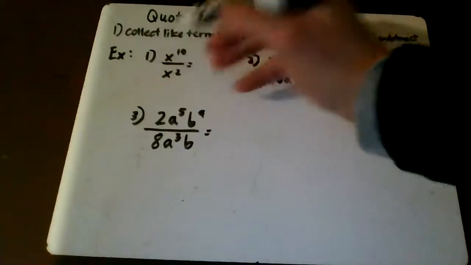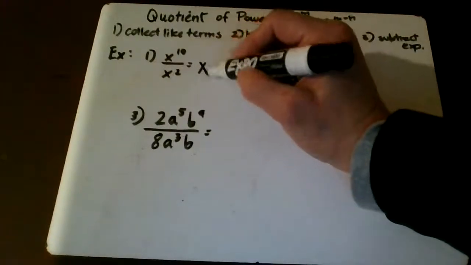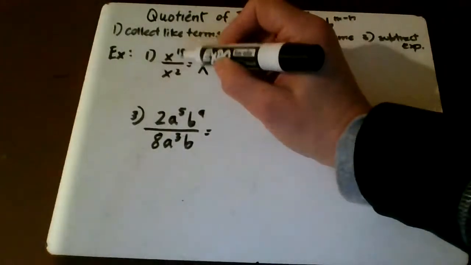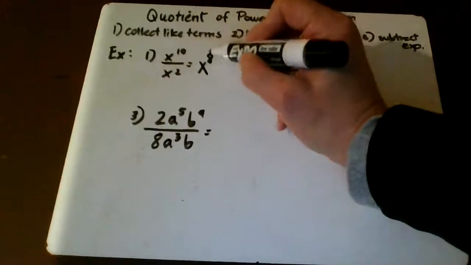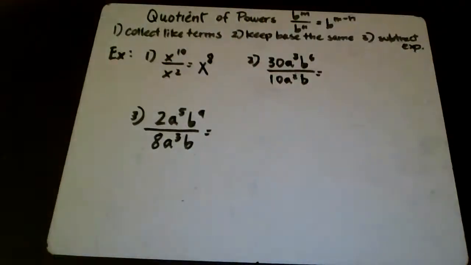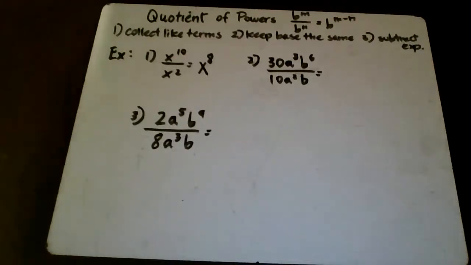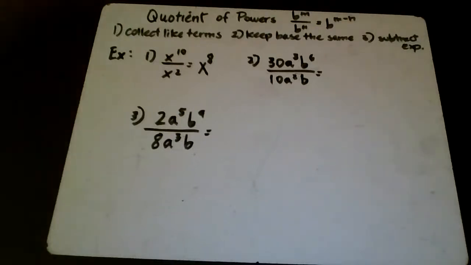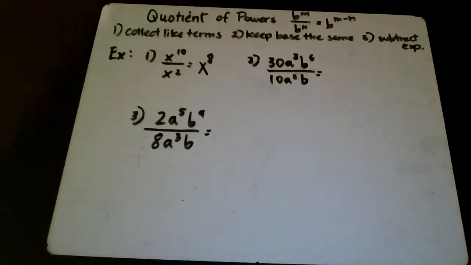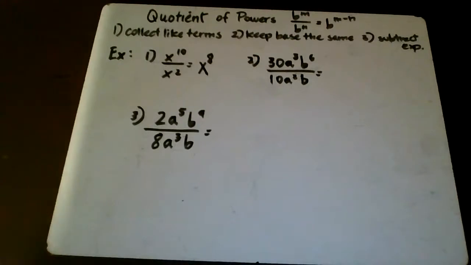Keep the base the same, which are your x's. So you have x, and then you're going to subtract 10 minus 2. And 10 minus 2 is x to the 8th. That should be familiar from pre-algebra. You can see how this all works, why this property is what it is, in my complete notes that are in the extra support row of your lesson plan grid. So let's move on to a more difficult example.